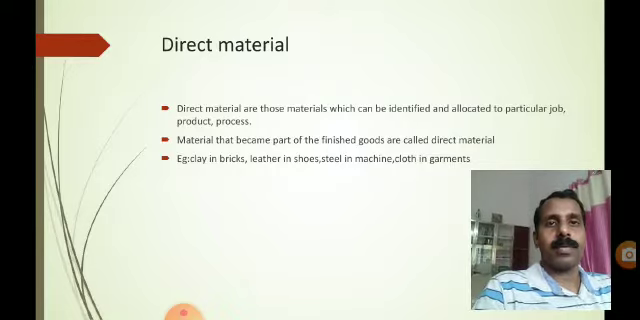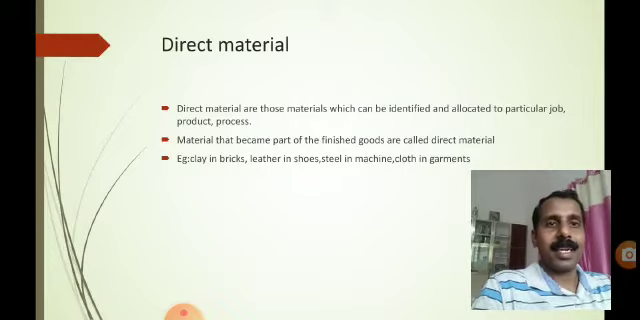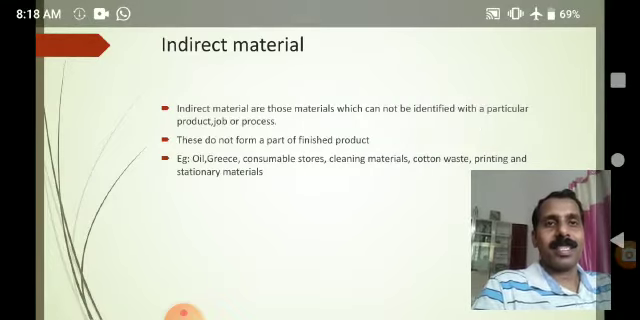Or in the case of furniture, suppose a company manufactures a table. In order to manufacture the table, timber is required. Here the timber is the direct material. It becomes part of the finished product. Likewise clay in bricks, leather in shoes, steel in a machine. In order to manufacture the machine, steel is used, so steel is direct material. Or in the case of garments and textiles, cloth is the raw material that becomes part of the finished product. That means the main item of material used for manufacturing the product is termed direct material.